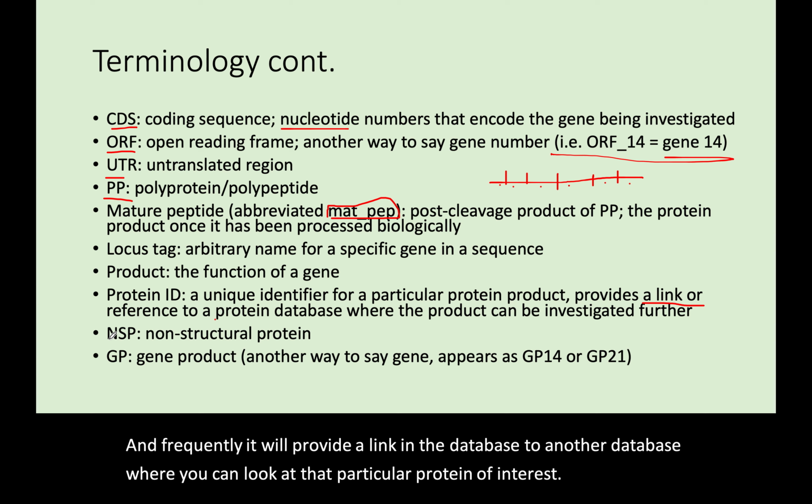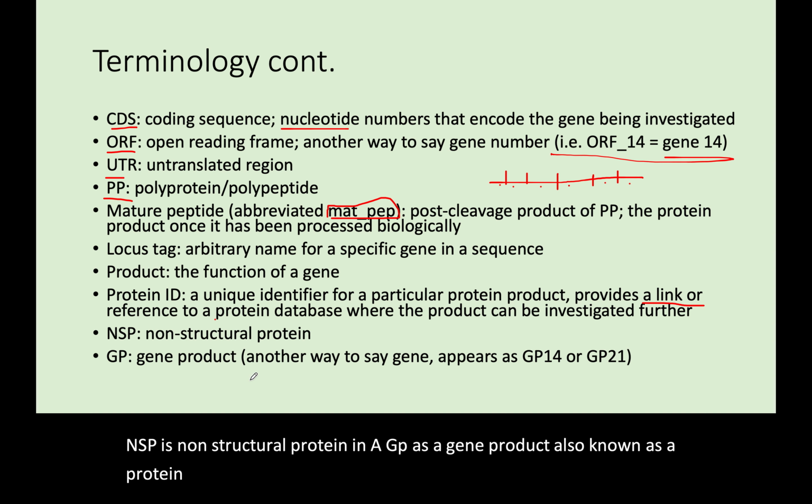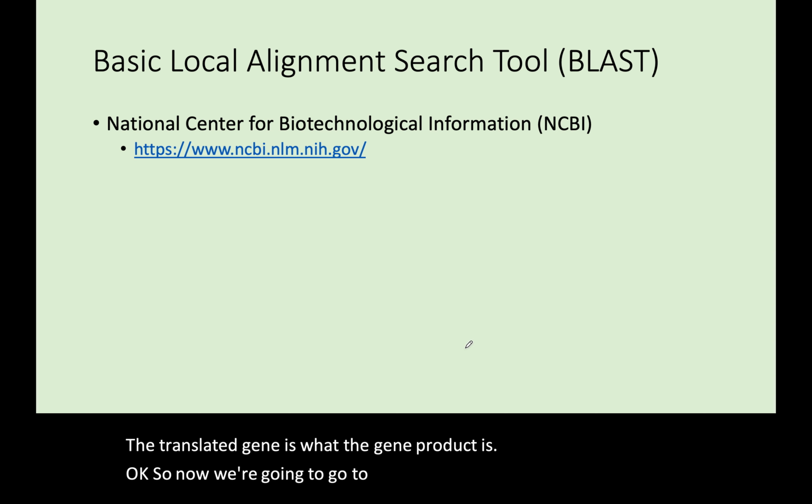NSP is a non-structural protein, and a GP is a gene product, also known as a protein product, otherwise known as the protein. The translated gene is what the gene product is. Okay, so now we're going to go to NCBI and actually look at some things.